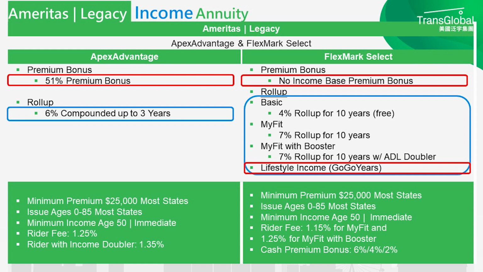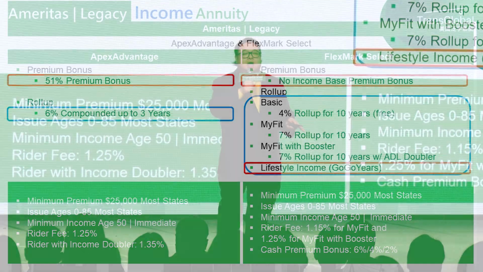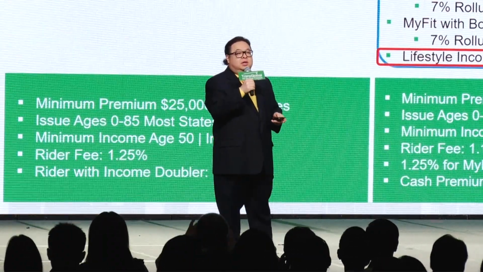Another one is from the same company, Americo Legacy Flex Mark Select. When you do the annuity rate watch, you might see it has pretty high income. The reason is that it has a lifestyle income type that you can choose. What is the lifetime income style type? There are 2 companies doing this.